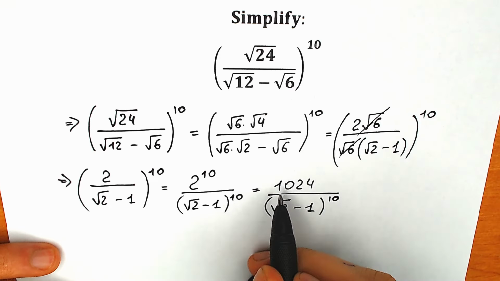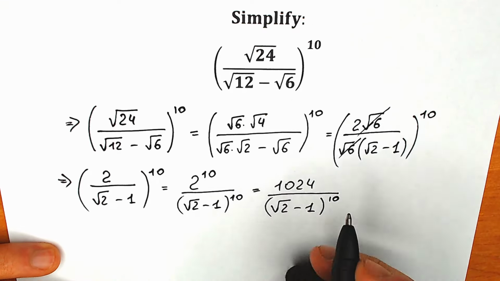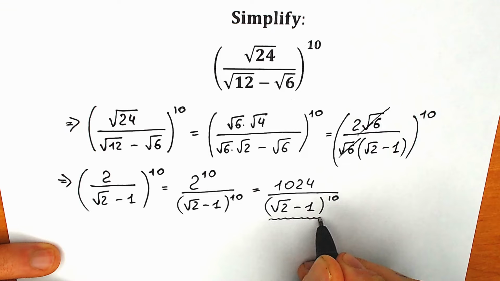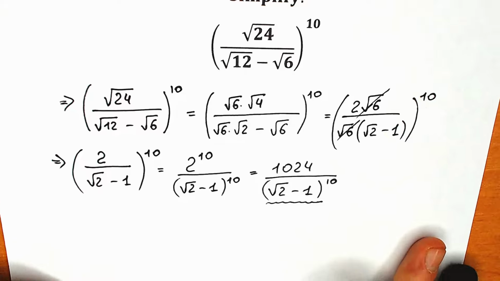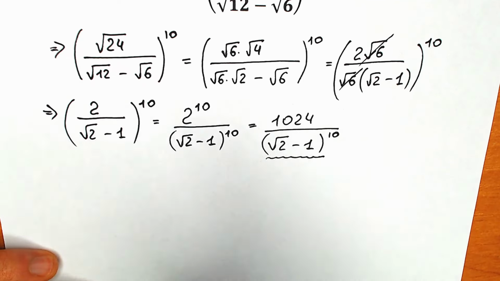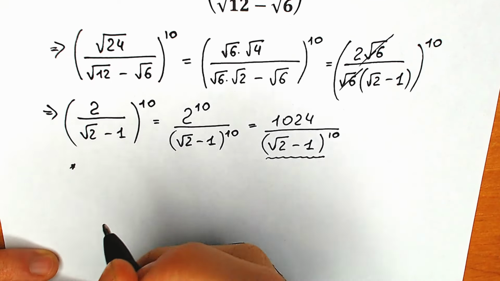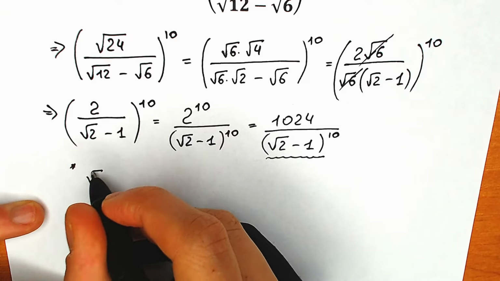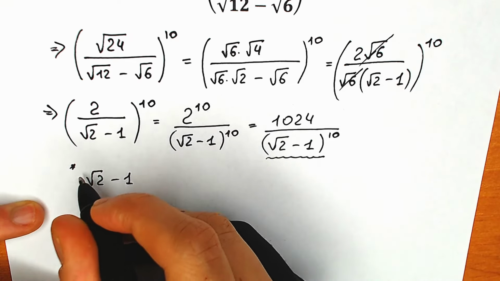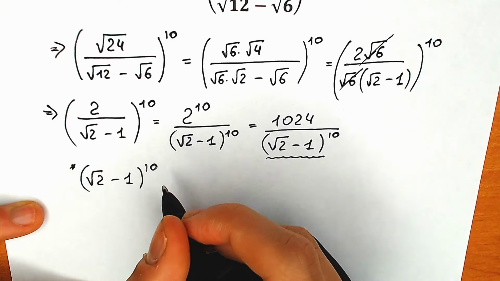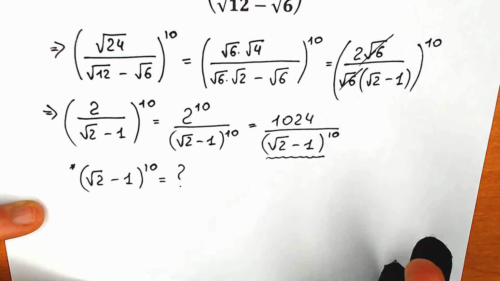So right now, let's forget a little bit about this numerator, and let's rewrite this expression, square root of 2 minus 1 to the power 10, and let's simplify it. Let's do this as a next step. So square root of 2 minus 1 to the power 10. We need to evaluate it. We need to simplify this expression.